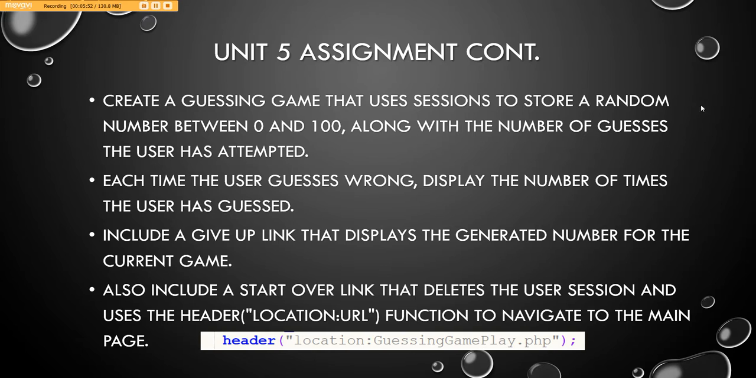Then you're going to create a guessing game that uses the user's session to store a random number between 0 and 100 along with the number of guesses the user has attempted. Each time the user guesses wrong, display the number of times the user has guessed. Include a link that displays the generated number for the current game. Also include a start over link that deletes the user session and uses the header location URL function to navigate to the main page. And this is an example.